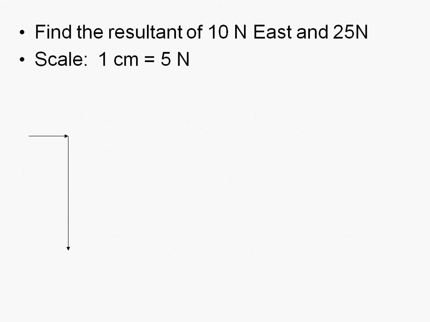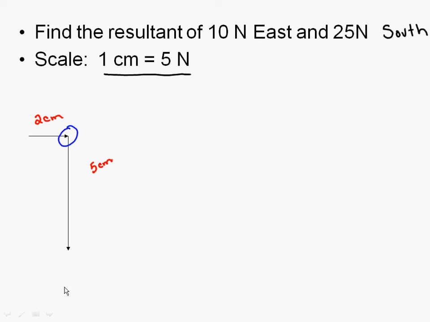I would like to find the resultant of two vectors. One is 10 newtons east, and the other is 25 newtons south. My scale, 1 centimeter equals 5 newtons. So my first vector that I drew with a ruler is 2 centimeters in length, and I'm pointing it towards the east. My next vector is 25 newtons south, so I drew a vector that's 5 centimeters in length, pointing towards the south. Notice the tail of the second vector is on the tip of the first vector.